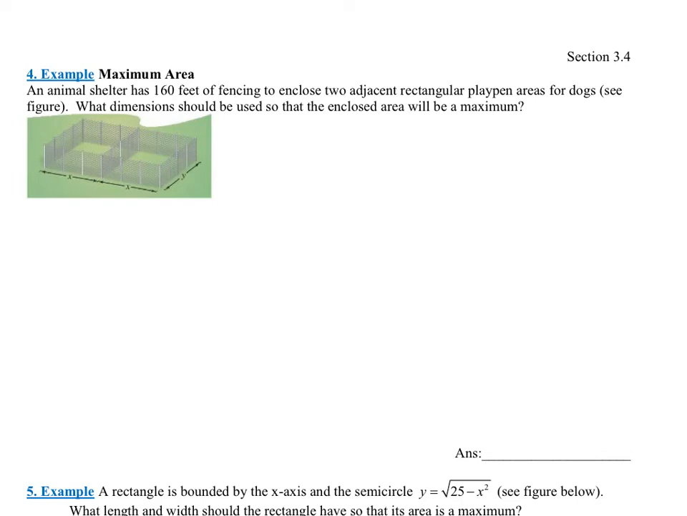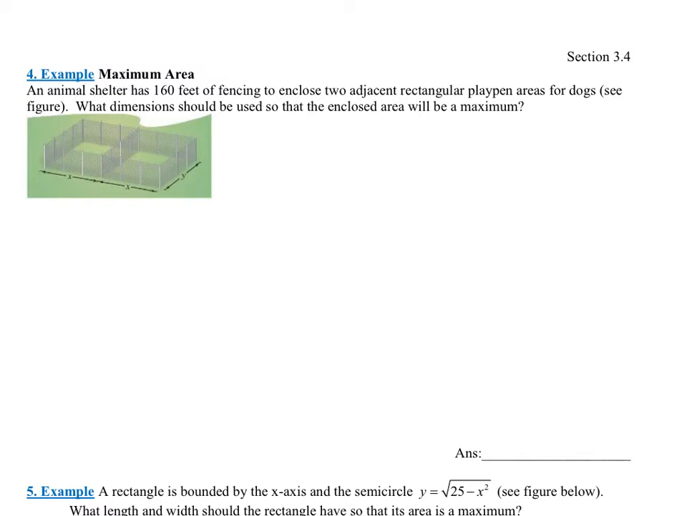All right, so example 4 says an animal shelter has 160 feet of fencing to enclose 2 adjacent rectangular playpens for dogs. See the following figure. What dimension should be used to enclose the area? What dimension should be used so that the enclosed area will be maximum? So let's think about this.